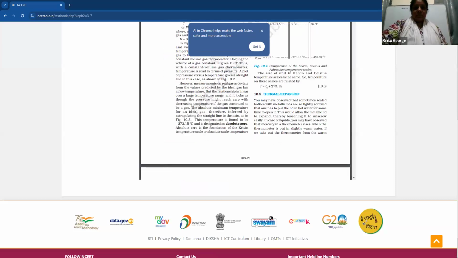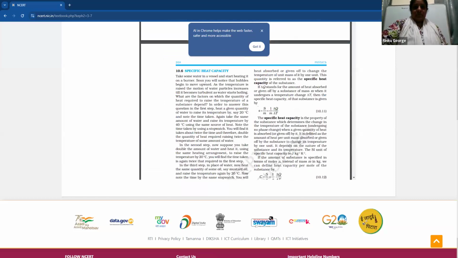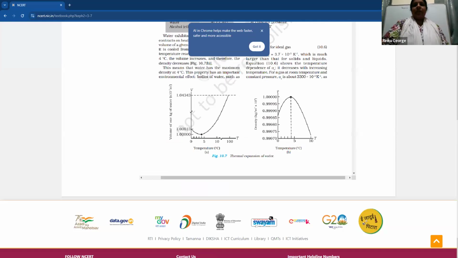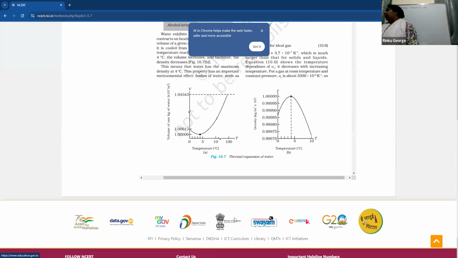Okay, this diagram is what you have to draw. Did you draw anomalous behavior of water? You mean this graph? Yeah, two graphs. Yes, both graphs you have to draw.